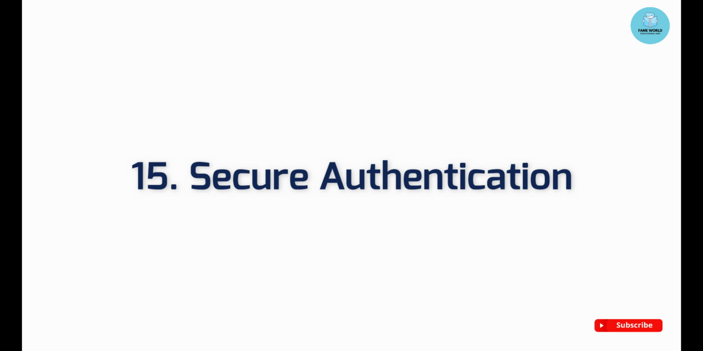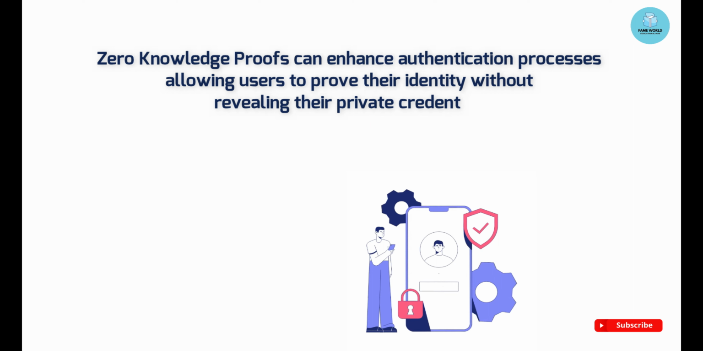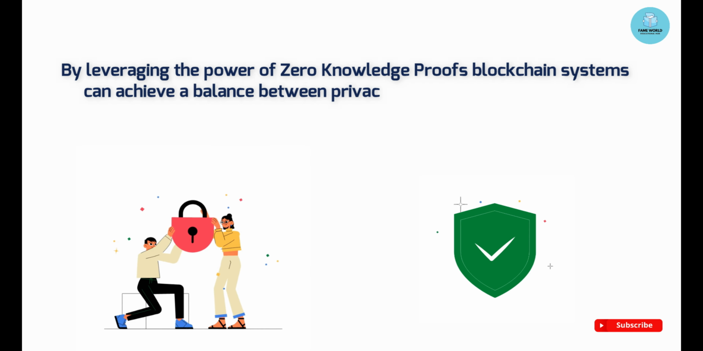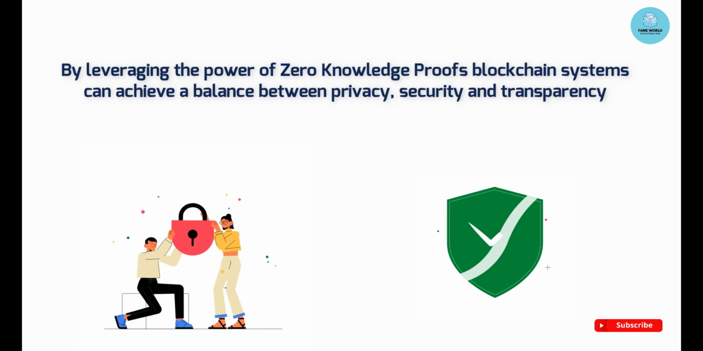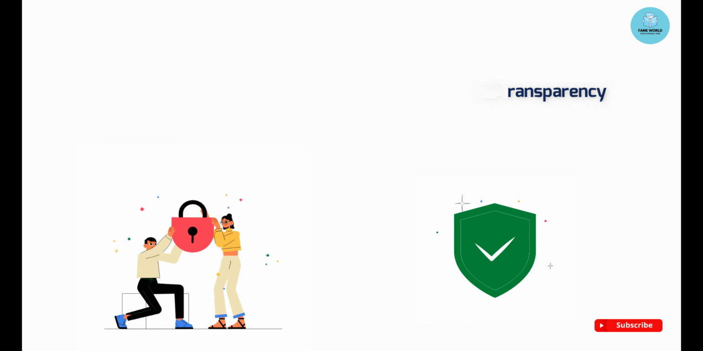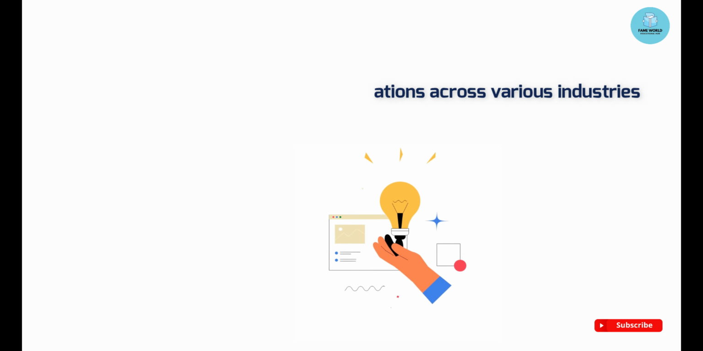Number 15. Secure authentication. Zero knowledge proofs can enhance authentication processes, allowing users to prove their identity without revealing their private credentials. By leveraging the power of zero knowledge proofs, blockchain systems can achieve a balance between privacy, security, and transparency, opening the door to innovative applications across various industries.